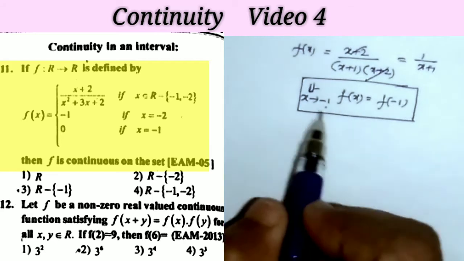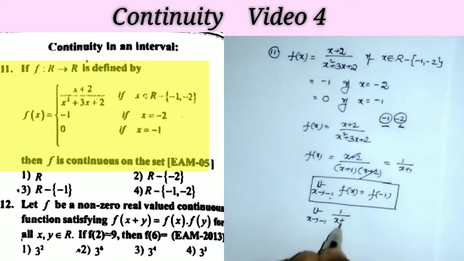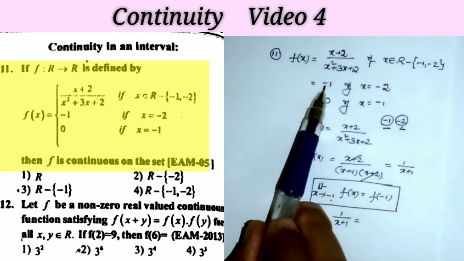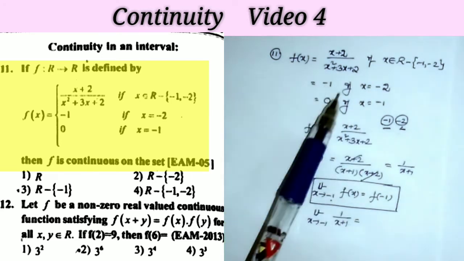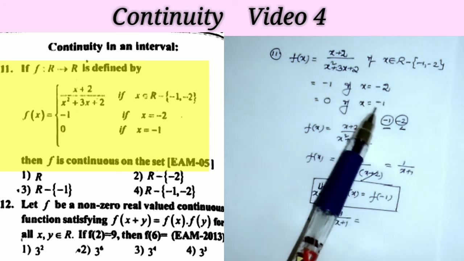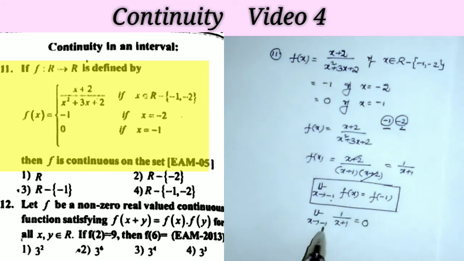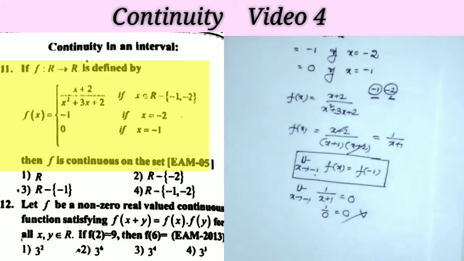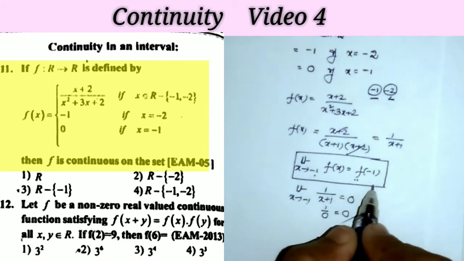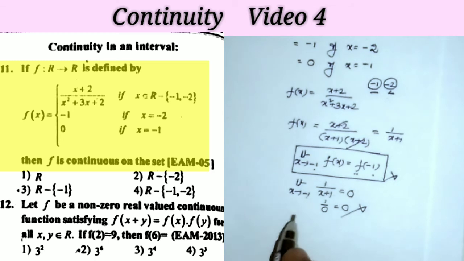Okay, now replacing the values. Limit x tends to minus 1, what is the f of x value? 1 by x plus 1 is equal to, what is the f of minus 1 value? f of minus 1 is equal to 0. That is, f of x is equal to 0 at x is equal to minus 1. So when we take x is equal to minus 1 here, then what we get? 1 by 0. 1 by 0 is not equal to 0. That is, the function is not continuous at x is equal to minus 1.